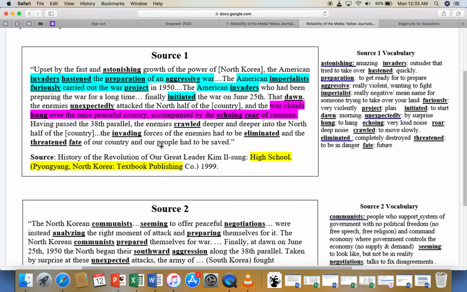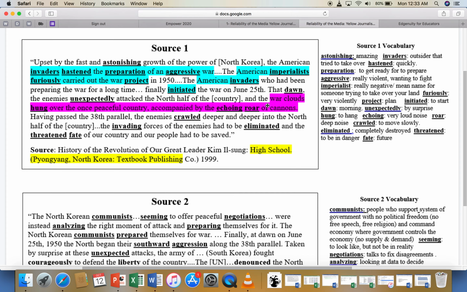And you can see that up here. The American invaders, the American imperialists furiously carried out the war project, and the American invaders who had been preparing for war finally initiated or started the war on June 25th. So this textbook claims, hey, the United States started the war.